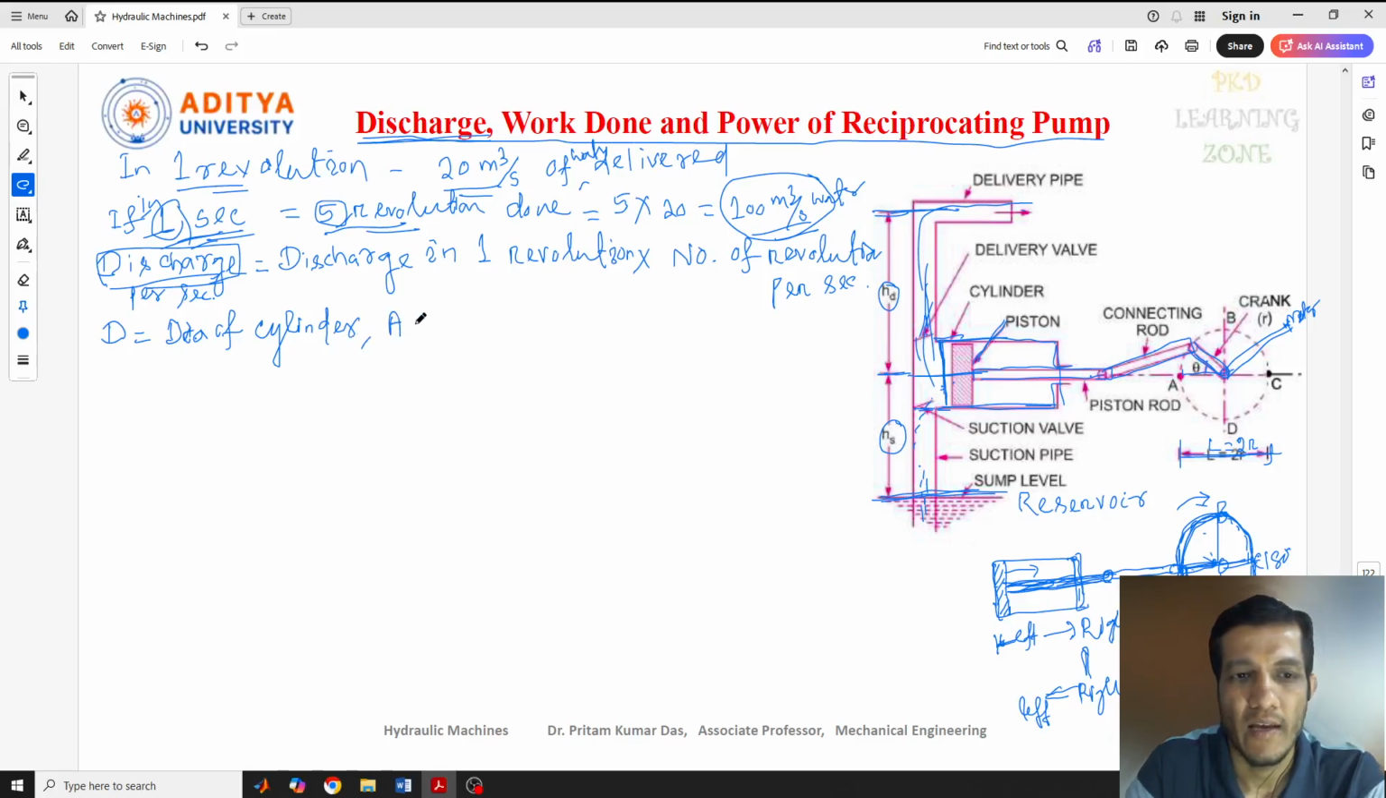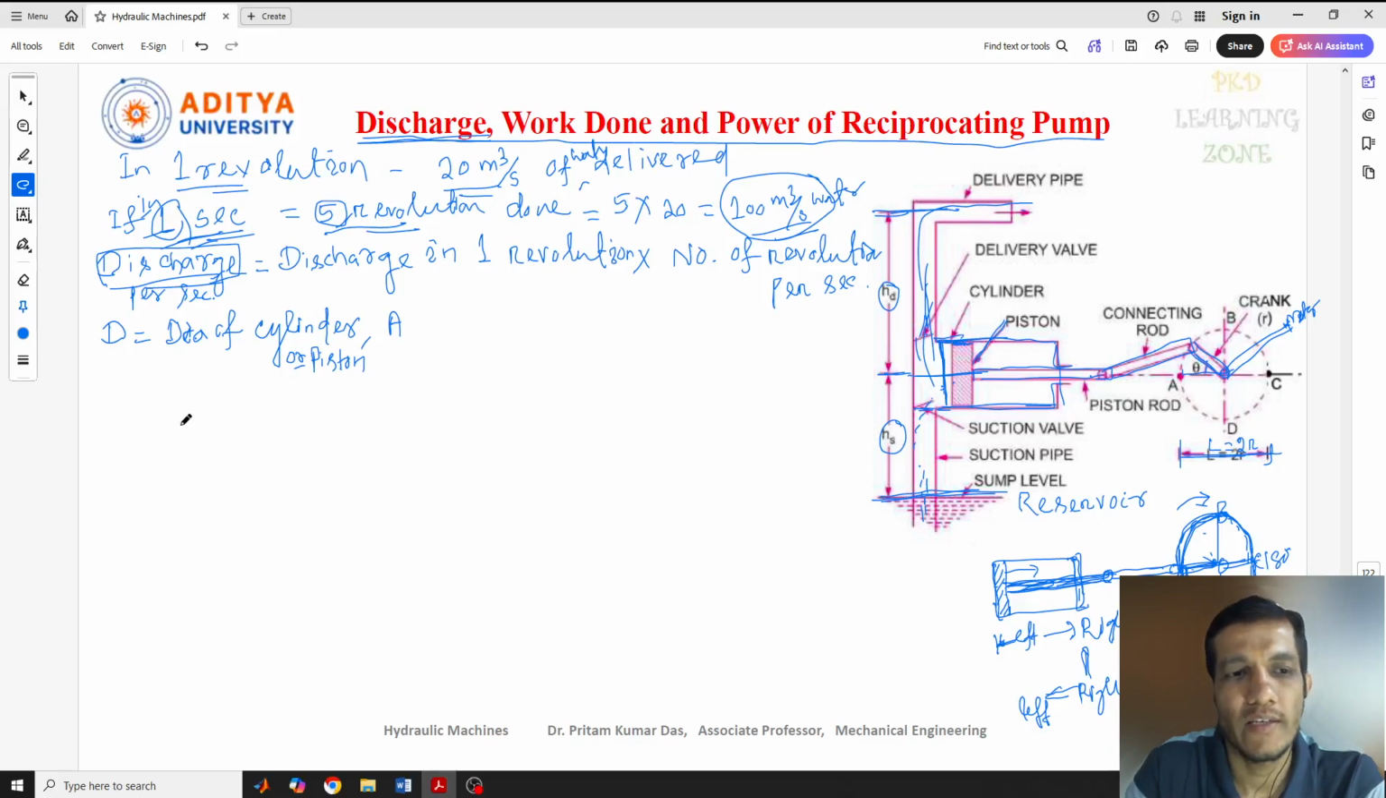Next, A is the cross-sectional area of the cylinder or piston. Here D is the diameter of the cylinder, or we can also consider it for the piston. Actually both are not exactly the same value. If a gap of a few millimeters is there between this cylinder and the piston, that clearance will be very less.